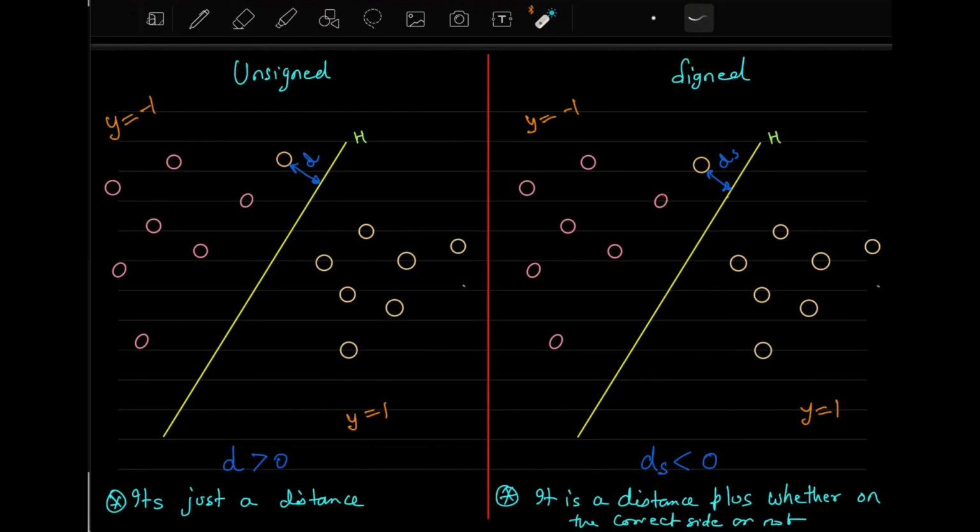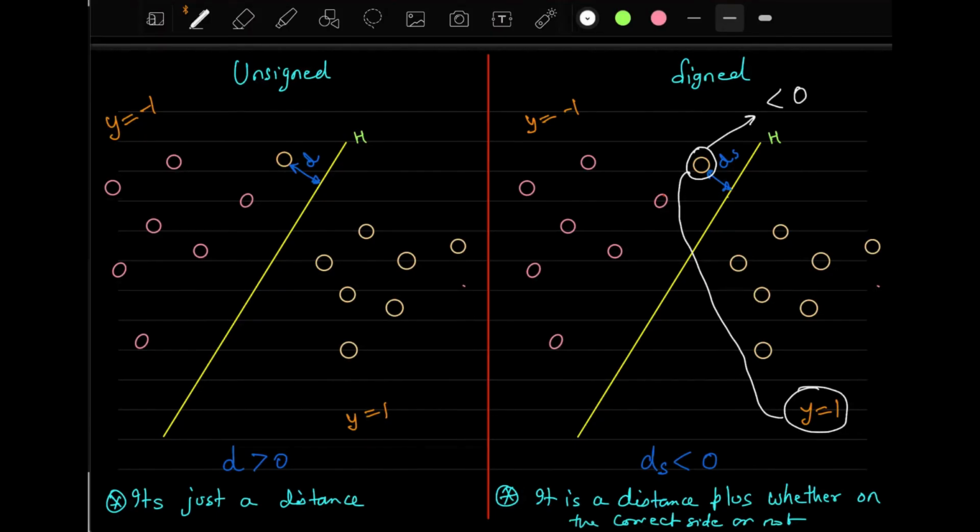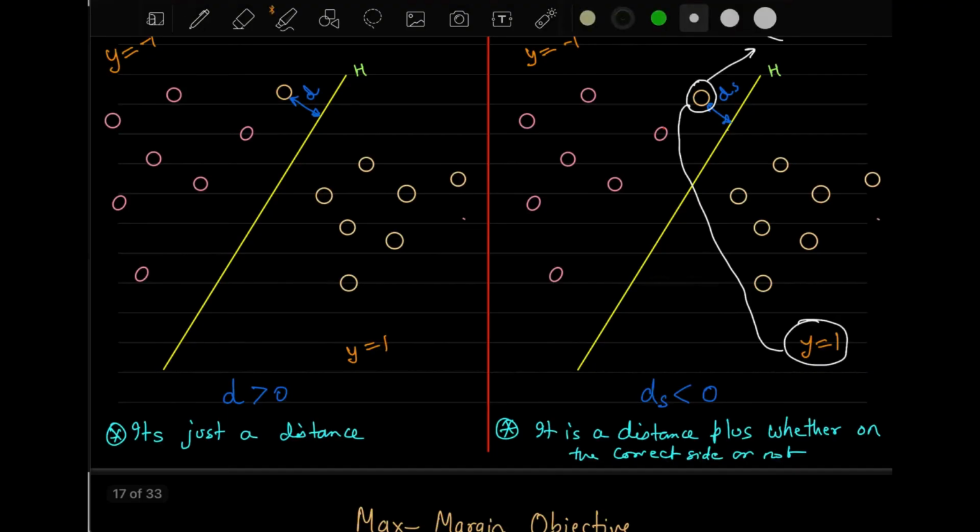The second thing is, if you take a signed value, what is happening in this situation? The value predicted by the hypothesis function will be less than 0. For this particular point your hypothesis function will produce less than 0, but the actual label of this is +1. So when you multiply the two together, your value will be negative. So this means in case of signed distance, your value will be less than 0.